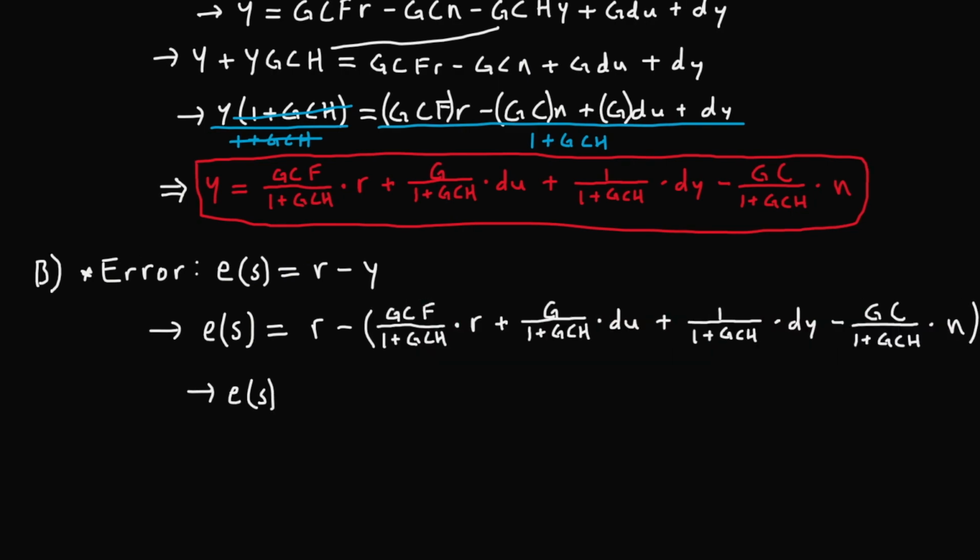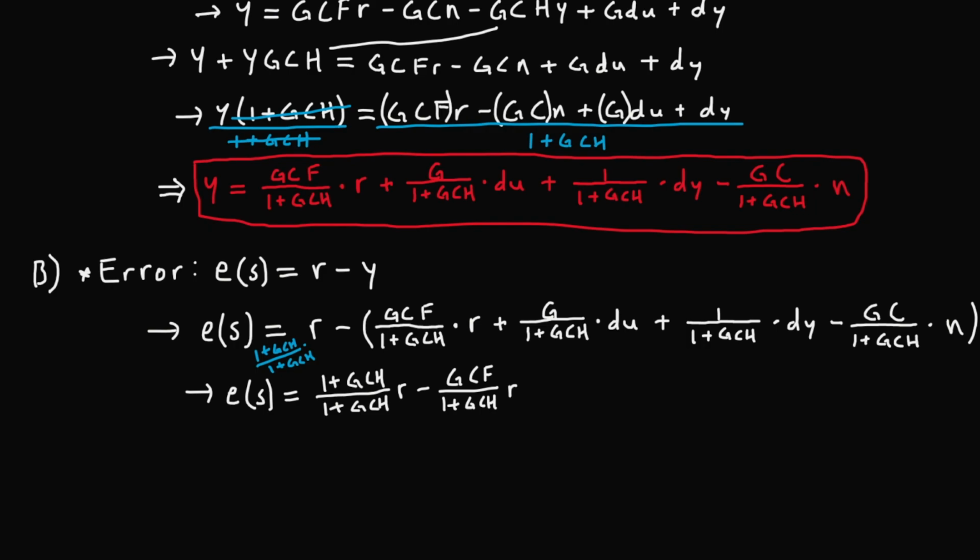And as you can see here, we can go ahead and combine the r-like terms. So to do this, I will multiply r by 1 plus GCH over 1 plus GCH, which will leave us with 1 plus GCH over 1 plus GCH times r minus GCF over 1 plus GCH times r. And then after distributing the negative, we will have minus G over 1 plus GCH times du minus 1 over 1 plus GCH times dy, then plus GC over 1 plus GCH times n.